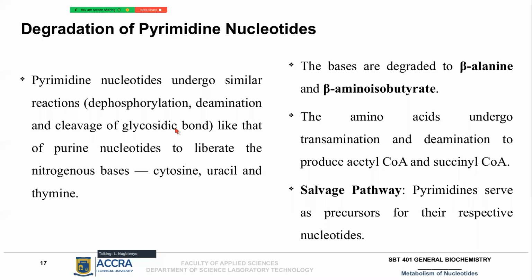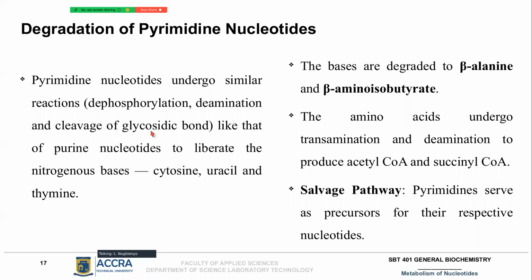The breakage of the bond between carbon 1 of the sugar and the nitrogenous base. So it's just a matter of breaking these components of the nucleotide apart. Remove the phosphate, then the amine group on the nitrogenous base through deamination, and then the cleavage of the glycosidic bond between the base and the 5-carbon sugar. The glycosidic bond is broken as a form of degradation.